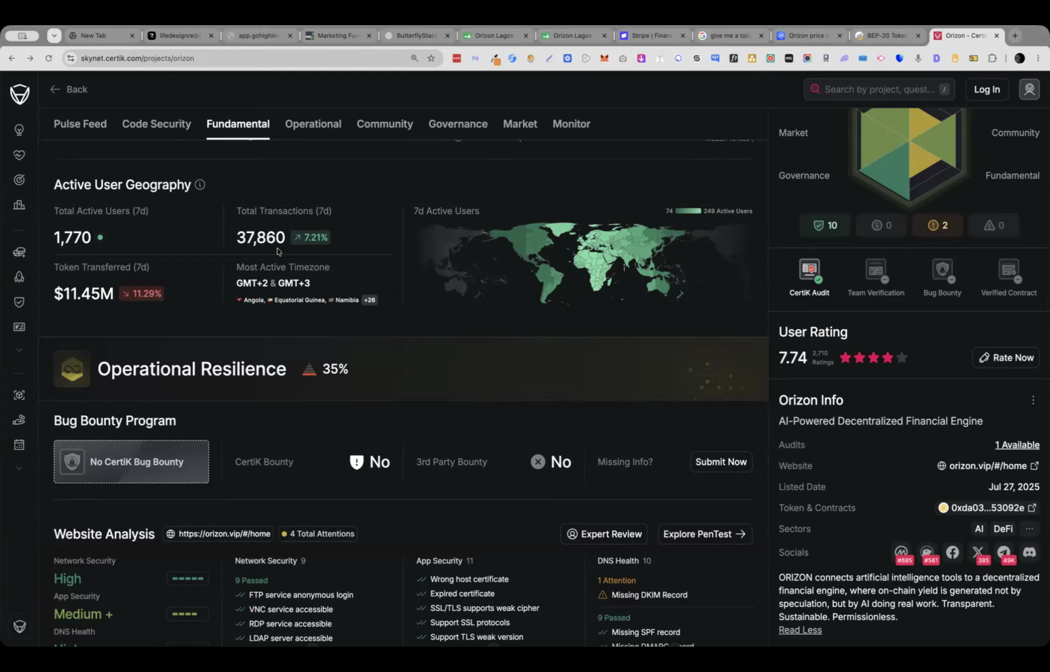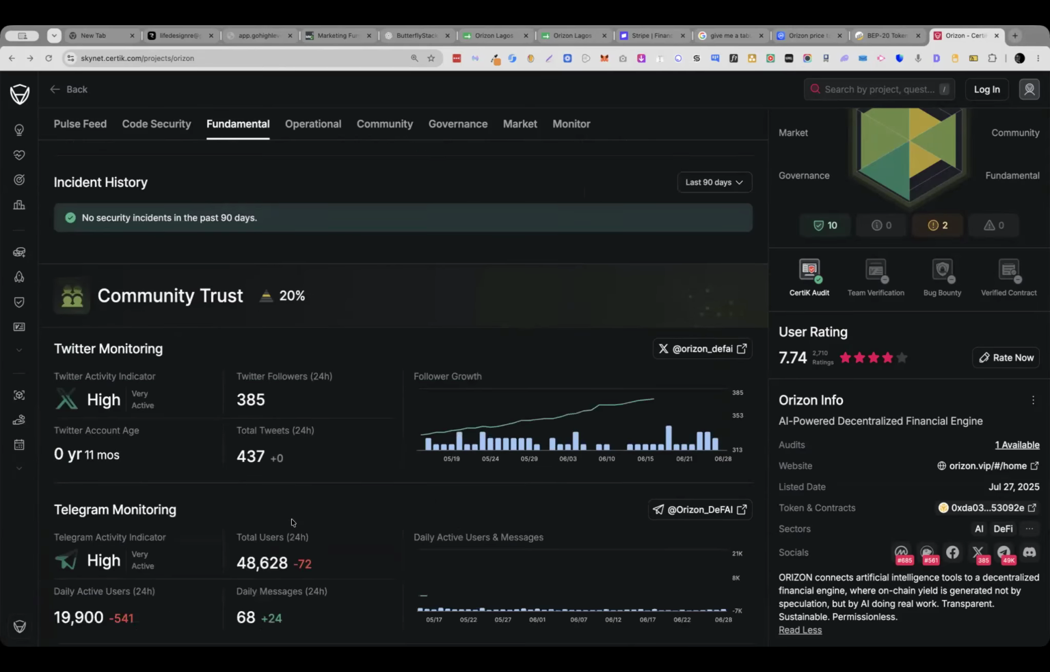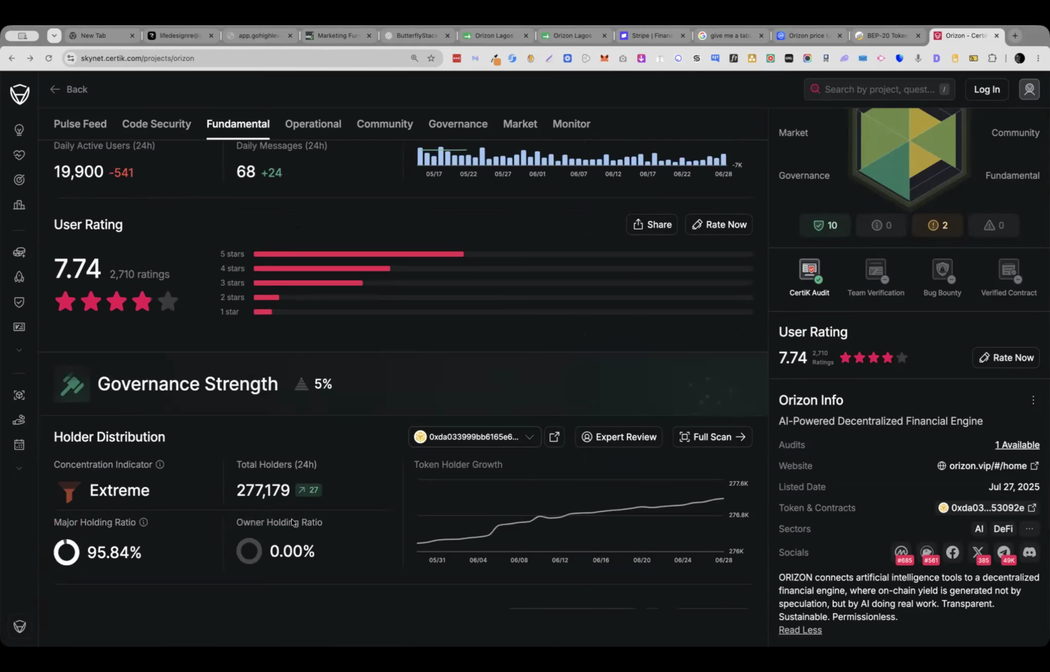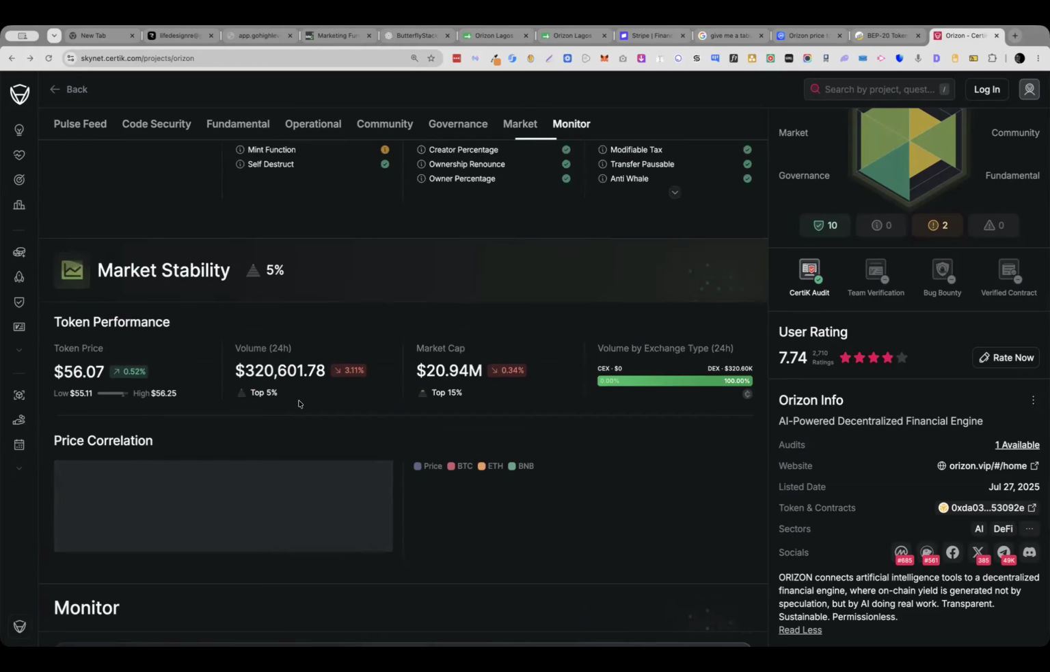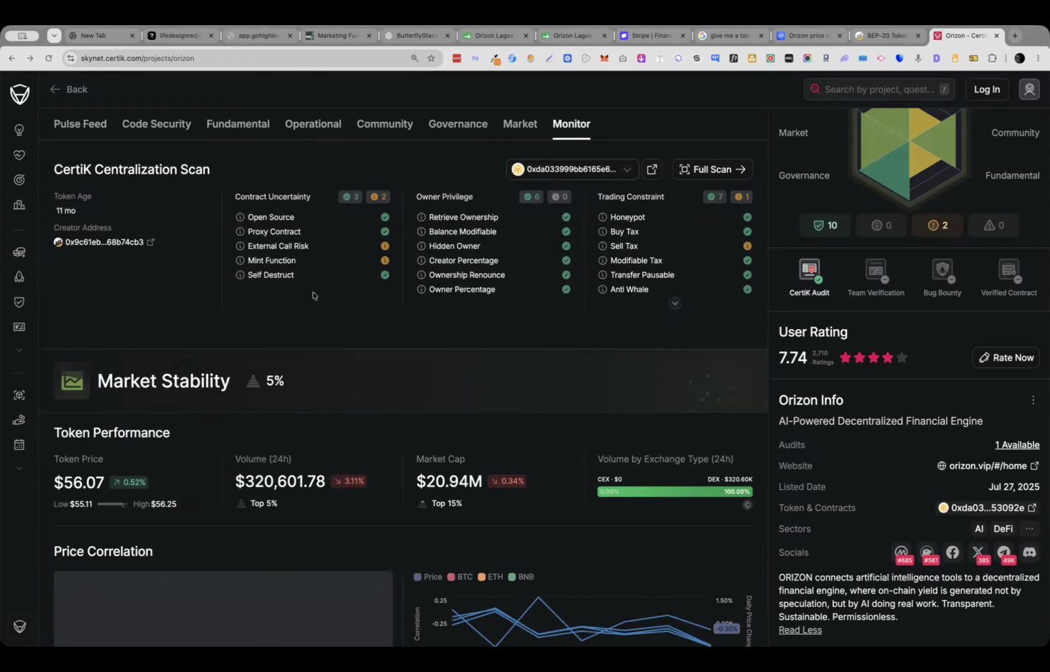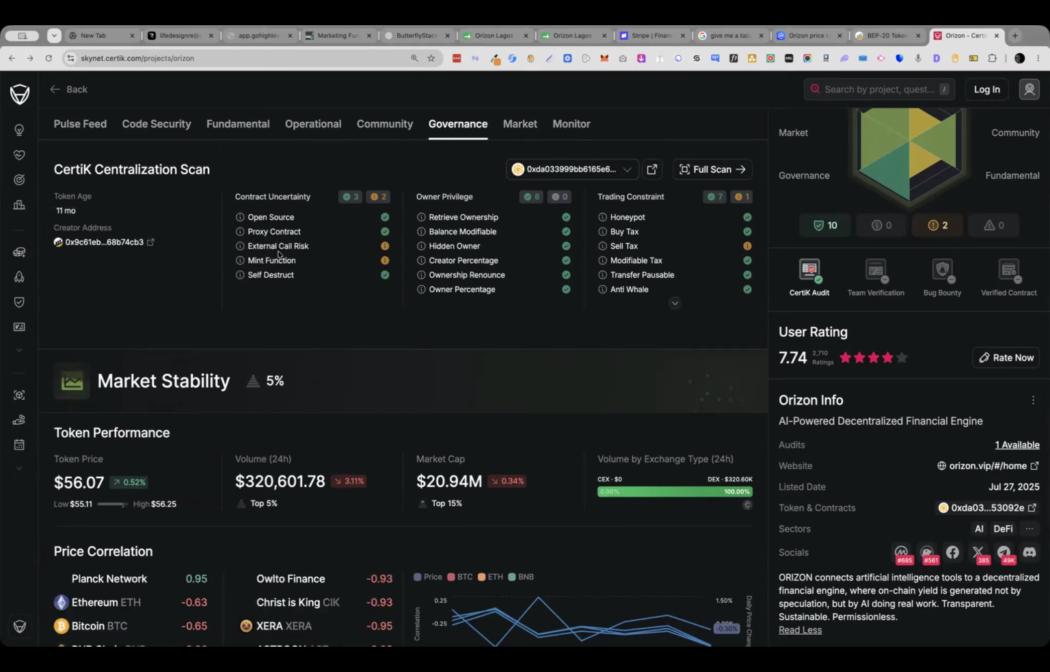37,000 transactions, and the price is stable. People are withdrawing every single day. All right. If you go down here, go and look at the code scan, the centralization scan of the code. You see that thing we talked about. You see the external core risks. You see the main function.